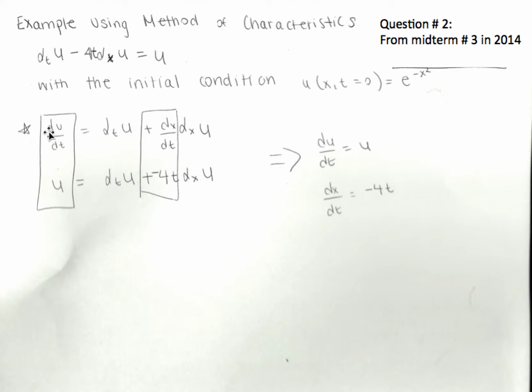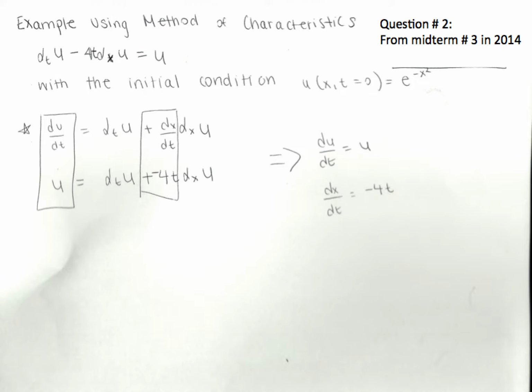By lining up the given equation with the equation for du/dt that we derived on the previous slide, we can easily see that du/dt is equal to u and that dx/dt is equal to negative 4t. Note that if we had a coefficient in front of our partial with respect to t, we would have to divide the entire equation by it.